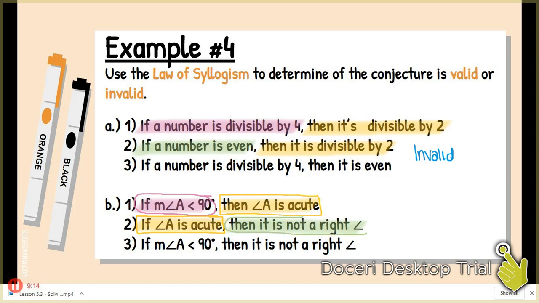So I have to see if that's what happened. My statement should say if the measure of angle A is less than 90, then it is not a right angle. And that's exactly what happened. And so this would be valid based on the law of syllogism.